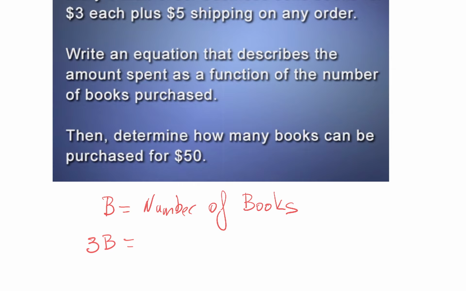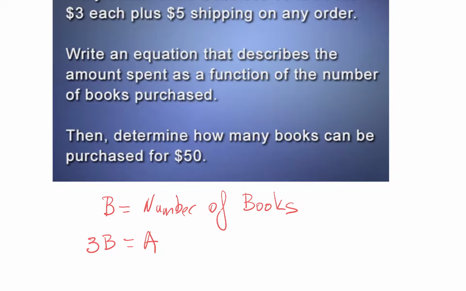Two books will cost $6. If I place B equals 2, it will be 3 times 2, $6. If I sell 3 books, every book costs $3. So if B equals 3, it will be 3 multiplied by 3, $9. So 3B will be the amount of money that they will spend. The person who receives the books will spend 3 times the number of books that he is receiving.